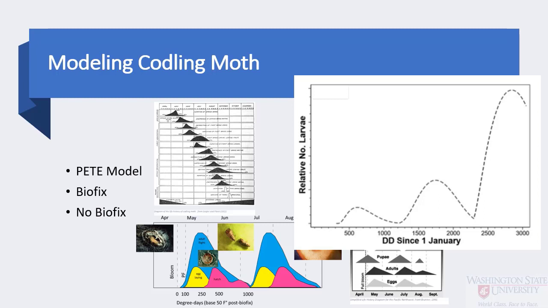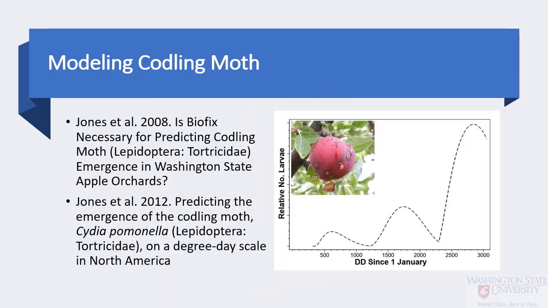The rest of the egg hatch can generally be controlled with more targeted interventions like ovicides early or alternative chemistries between generations. These two papers were the basis of the no biofix codling moth model used today in the decision aid system. The model predicts that from January 1st, adult moths will emerge from overwintering pupae between 90 and 270 degree days, depending on latitude and elevation.